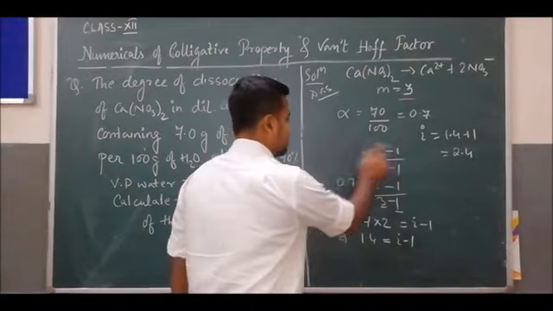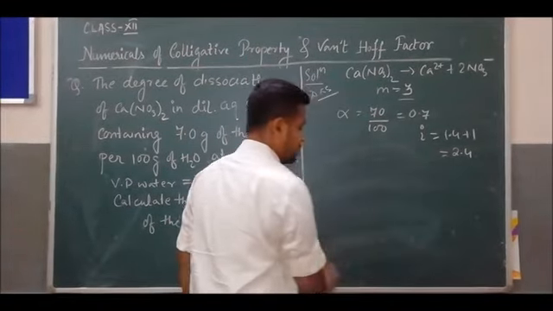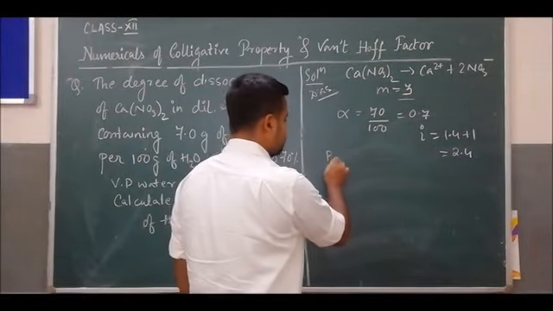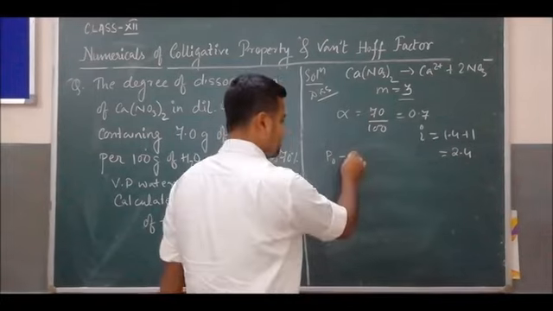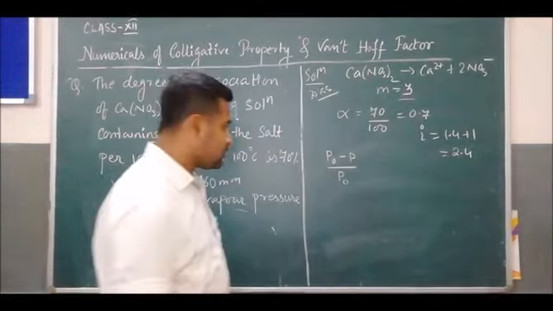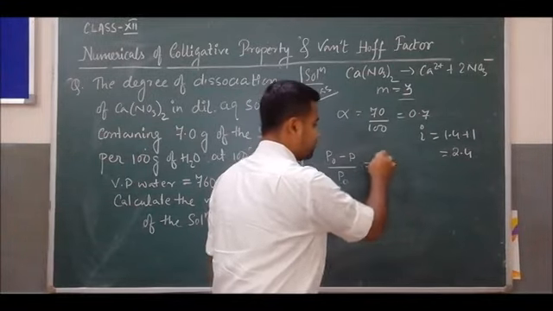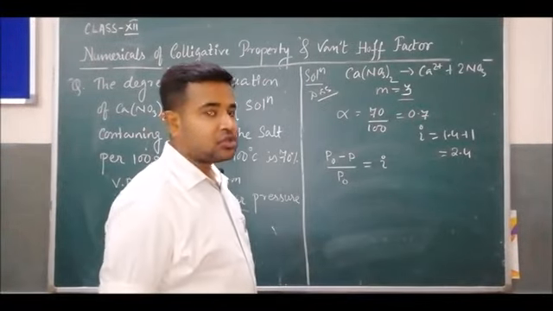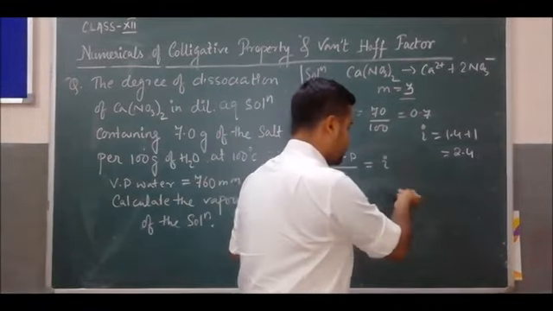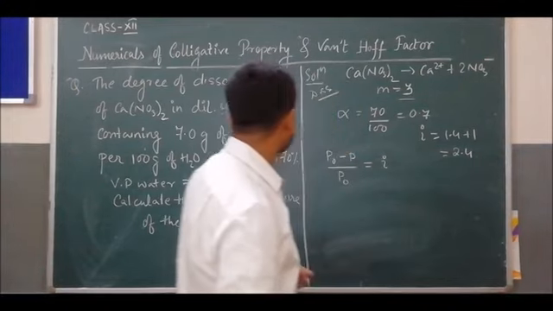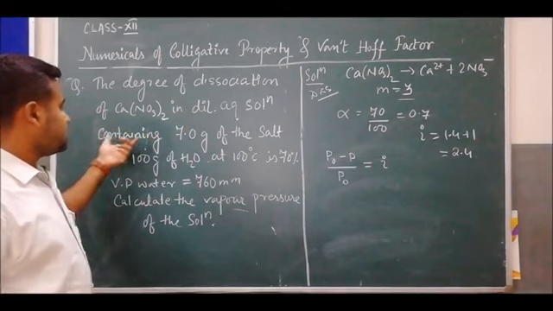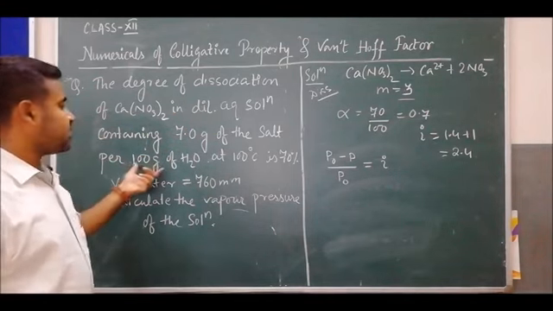Next we will go to the corrected formula of the colligative property, the relative lowering in vapor pressure. So relative lowering in vapor pressure, that is (P naught minus P) by P naught, is equal to i times the mole fraction of the solute. What can we write for the mole fraction of the solute? Because here it is given the degree of dissociation of calcium nitrate in dilute aqueous solution, 7 gram of the salt per 100 gram of water.